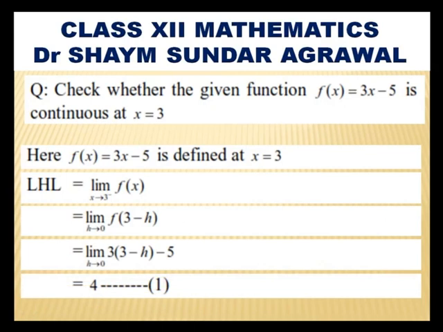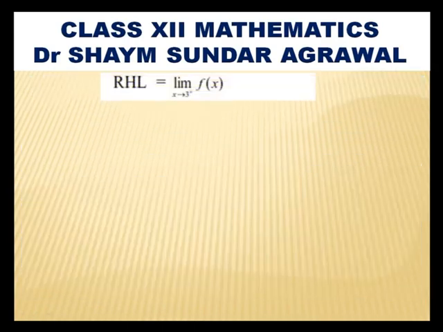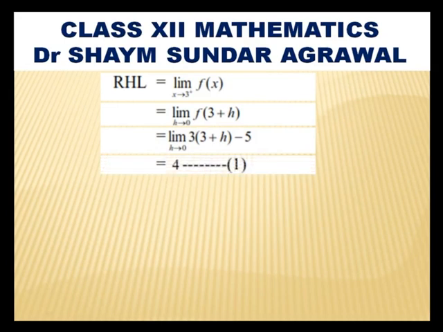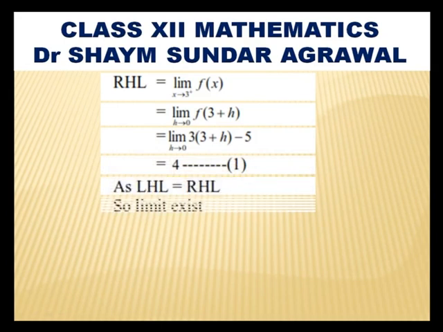Now let us find the right hand limit. The right hand limit is limit x tends to 3 plus of f(x), that is limit h tends to 0 of f of 3 plus h, which equals limit h tends to 0 of 3 into (3 plus h) minus 5, because f(x) equals 3x minus 5. On putting the limiting value, its value is equal to 4. So the left hand limit is equal to the right hand limit, hence the limit exists.